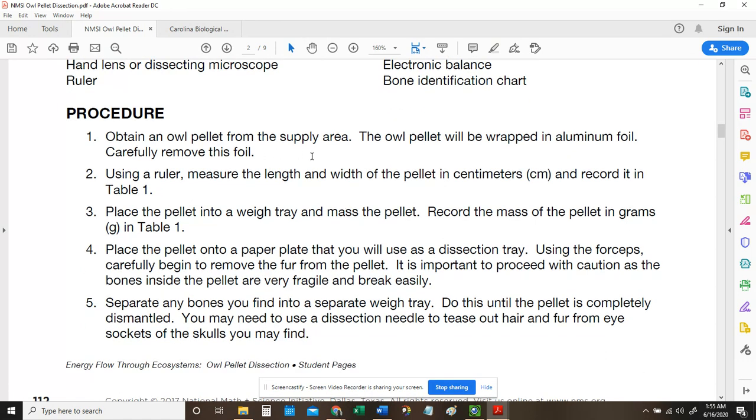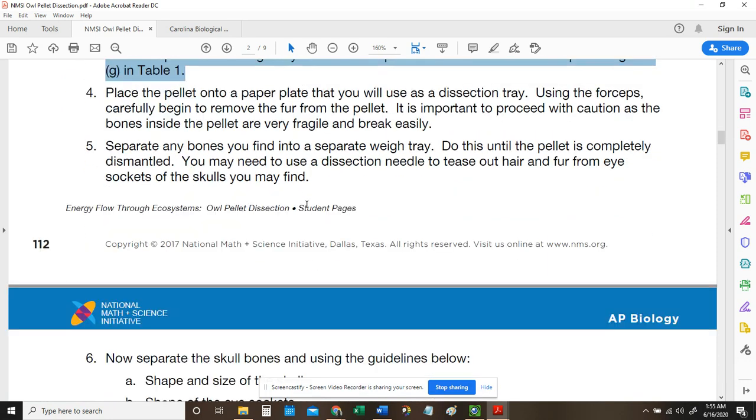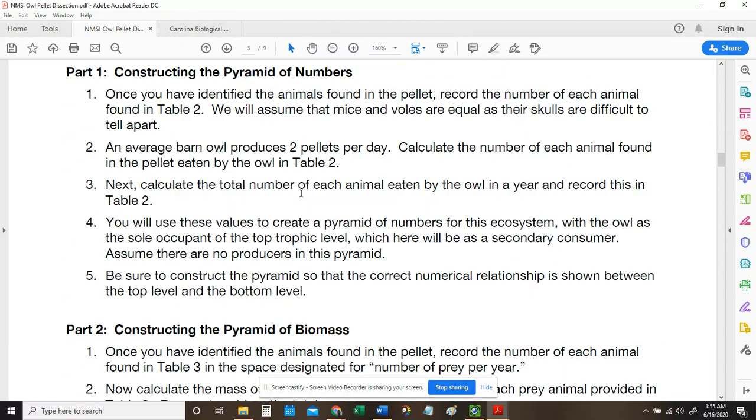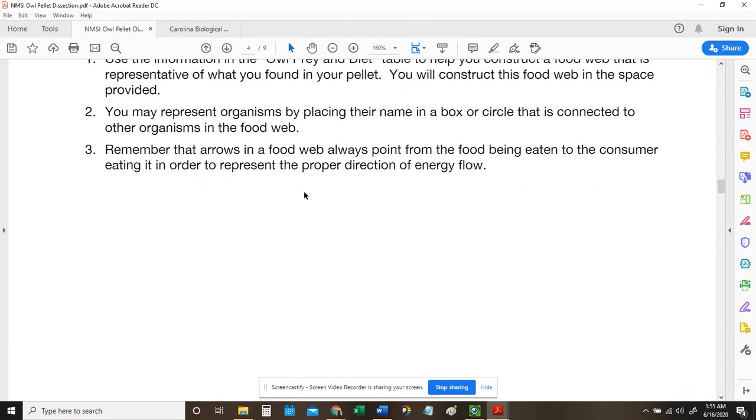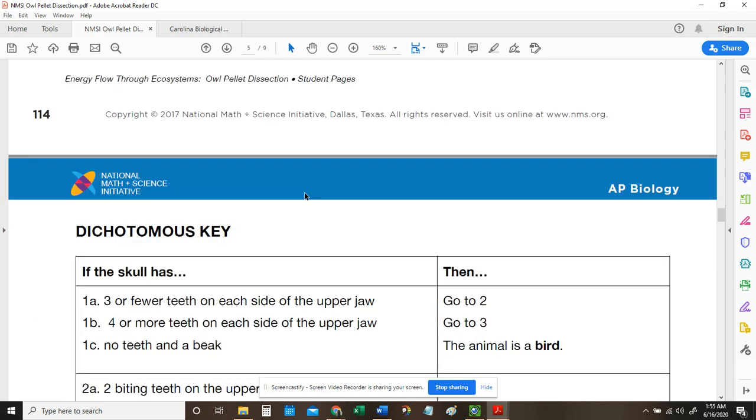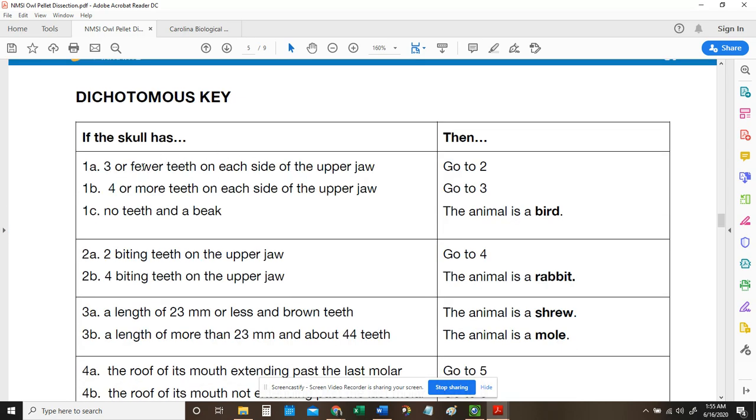You would then open up the pellet. You'll then start to separate the hairs from the bones, but make sure that your students measure this. And I really like this lab because it does have it set up where it's got perfectly done tables that the kids can just fill out. And it does have its own dichotomous key. So if you would like your students to practice that, you can.